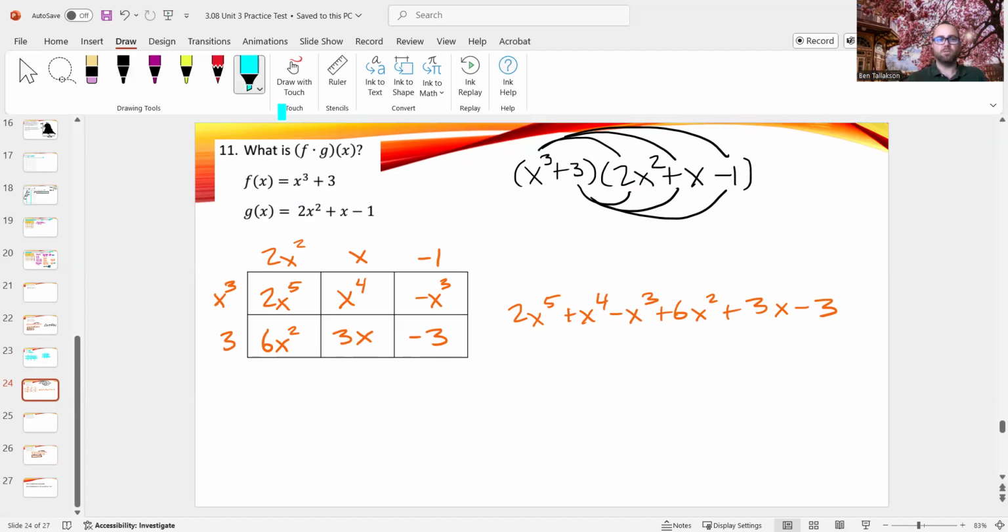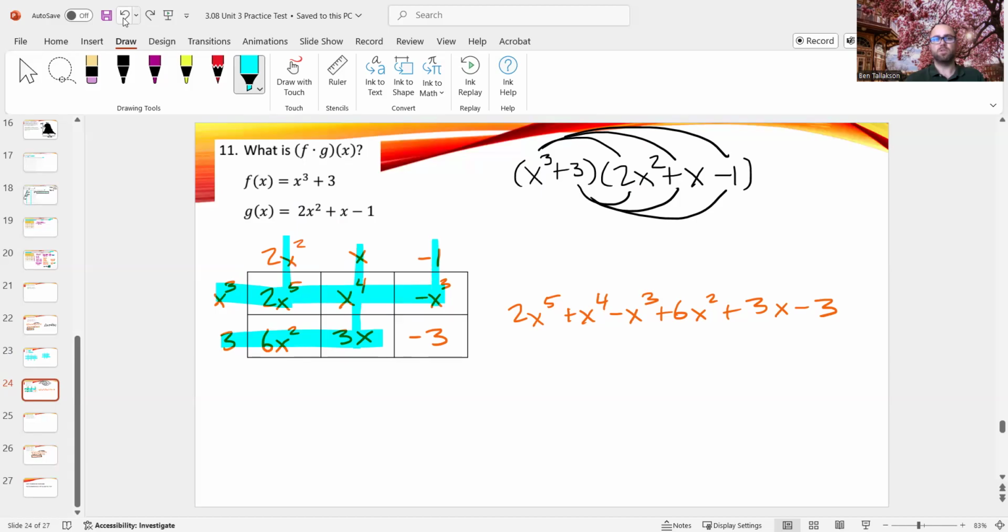Okay, so the box method, remember, you set up your two functions. There's g of x, here's f of x. And then you're multiplying what's on the outside to get what's on the inside. So 2x squared times x cubed, 2x to the fifth. X cubed times x to the fourth. But you don't have to go in order. Most people normally do, but just so you're aware, you could multiply these first, x times 3, and then you could jump up here, -1 times x cubed. It does not matter as long as everything gets multiplied with everything.